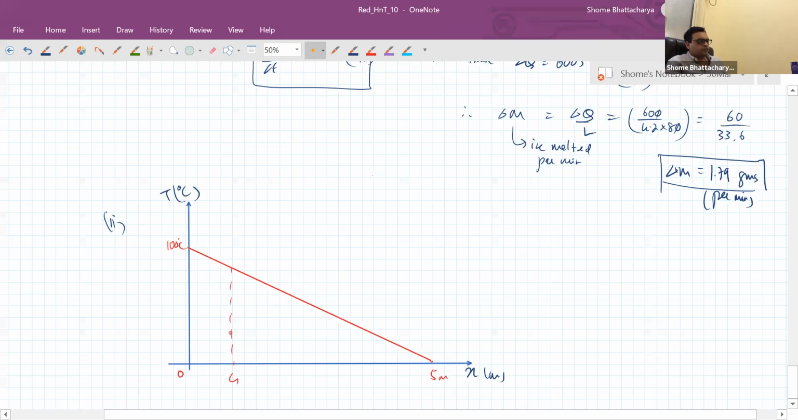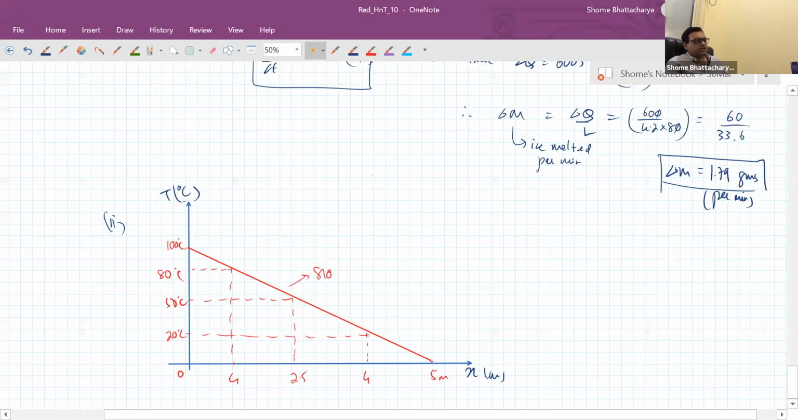So you can see that at 4 meters, it would have dropped to 80 degrees C. At 2.5, so obviously the midpoint, it's very obvious that this will be exactly half. So it will be 50 degrees C. And at 4, it should be 20 degrees C.